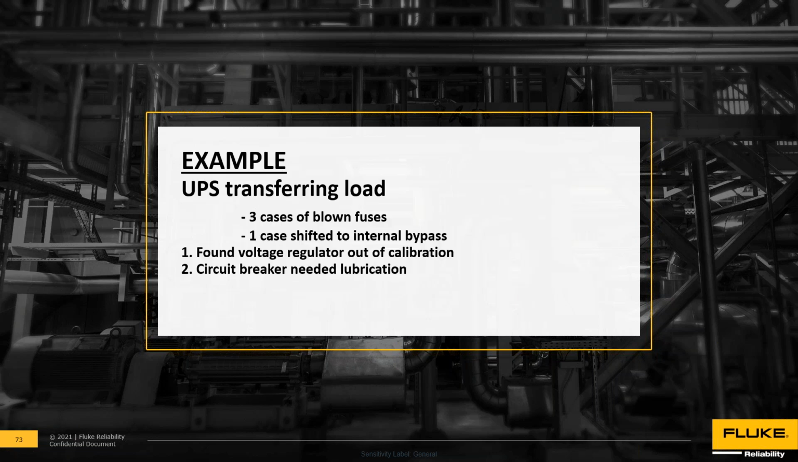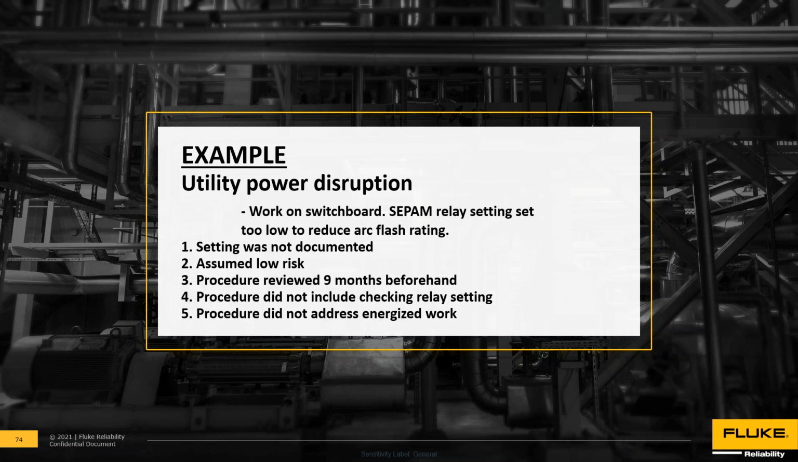So here are some examples. In the data center industry, we have a lot of uninterruptible power supplies. Here's one where we had a bunch of fuses blowing, and as we researched it more, we found we just weren't calibrating this voltage regulator, really weren't looking at it. It wasn't in our PM plans, and unfortunately, we weren't lubricating our circuit breakers either. Those are the two main things that came out of that. So that was a useful RCA.